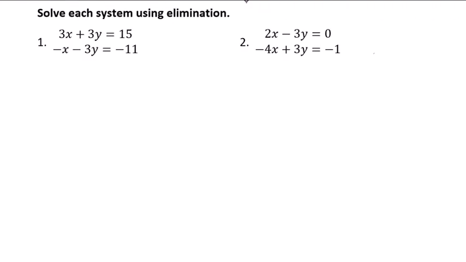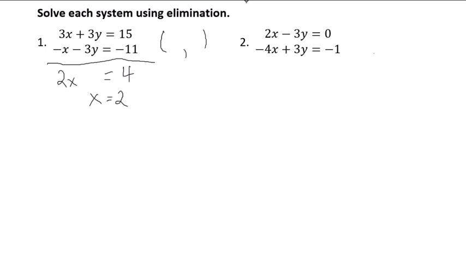So here in problem 1, we have two equations. And what we're trying to do is eliminate one of the terms. If you look at the y's, you have positive 3y and negative 3y. So when we add those together, they will cancel out. So 3y and negative 3y cancel out. 3x minus x gives you 2x. And 15 and negative 11, when you add them together, you get 4. 2x equals 4, so then x equals 2.